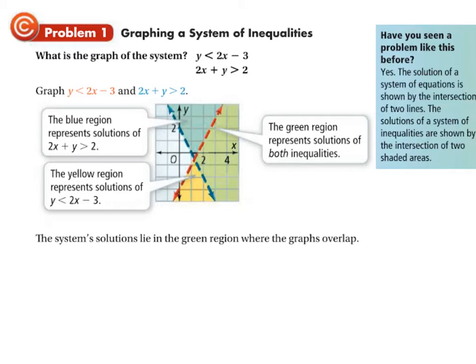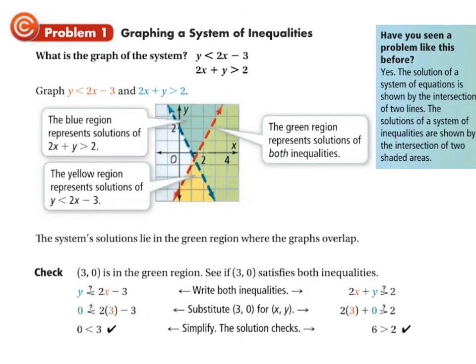Note how they state the solution. They say the system solutions lie in the green region where the graphs overlap, meaning the implied idea here is that you need to do this visually. You're not going to write it out with some kind of equation or inequality where the solutions are. So you just need to show it graphically for systems of inequalities. And of course, you want to check some point that's in the green region in order to verify that it's correctly a solution to both equations at the same time.